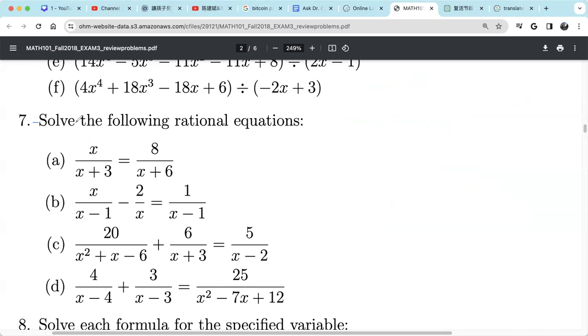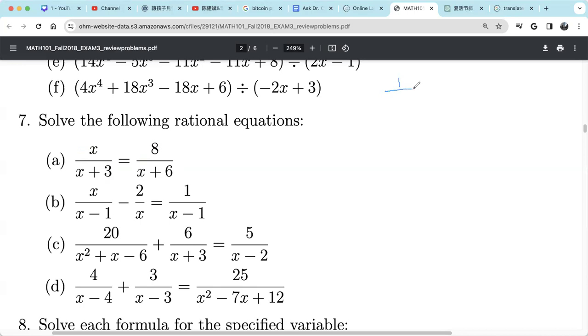7, we want to solve rational equations. Rational means the variable x appears in the denominator. Okay, so for the first one, we have one rational expression on the left-hand side and one rational expression on the right-hand side. So something we could do is called cross multiplication. One example is like this.